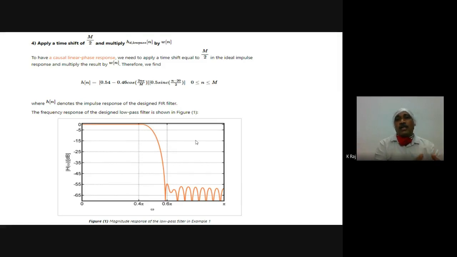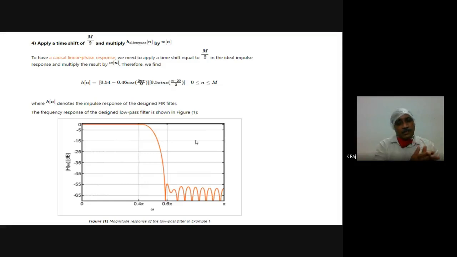So these are the steps. And again, after selecting the window, the length of the window, then h[n], then shifting, then multiplying the shifted h[n] by w[n], again we have to analyze the performance here, that is the amplitude variation and the phase variation with respect to frequency. Then finally we will conclude that it is in the permissible range, what was expected. So this is the filter design. This is the concept of the designing.